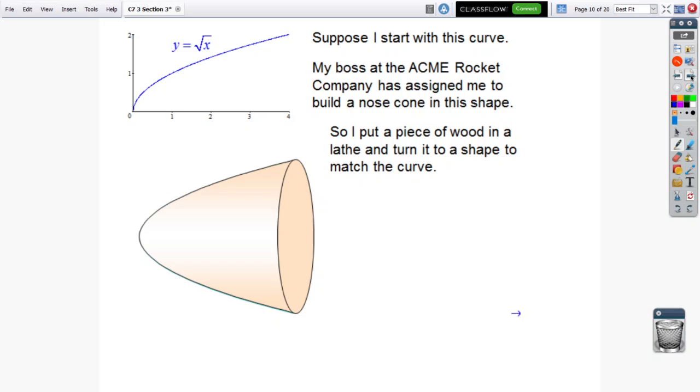My boss at the Acme Rocket Company has assigned me to build a nose cone in this shape. So we can see the nose cone drawn right here. I put a piece of wood in a lathe and turn it to a shape to match the curve. If you've never seen what a lathe is, just go on YouTube and look at a video. It really illustrates this whole rotating around an axis. Another thing you can think of for rotating around an axis is throwing clay on a potter's wheel, something that some other people have thought of in the past.